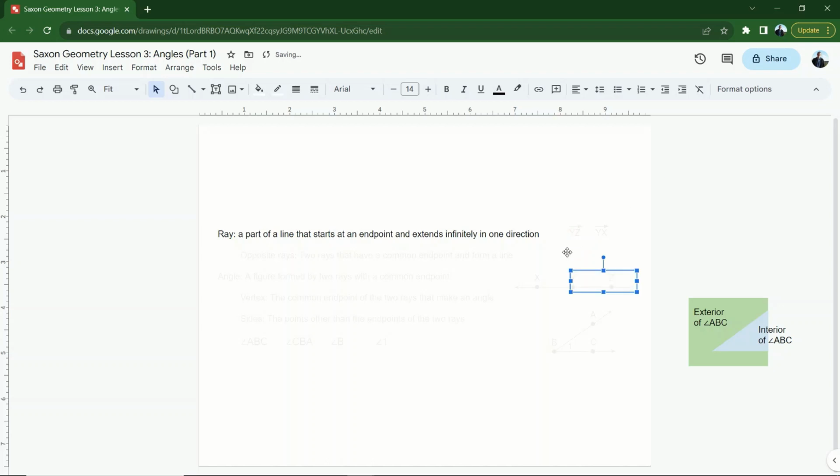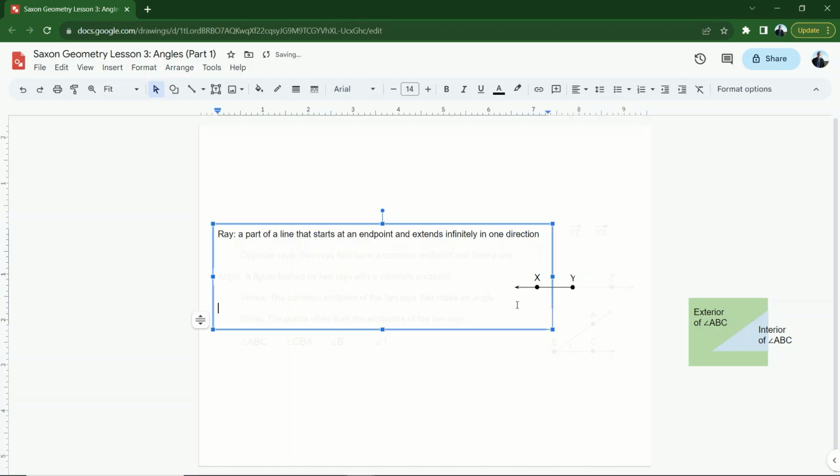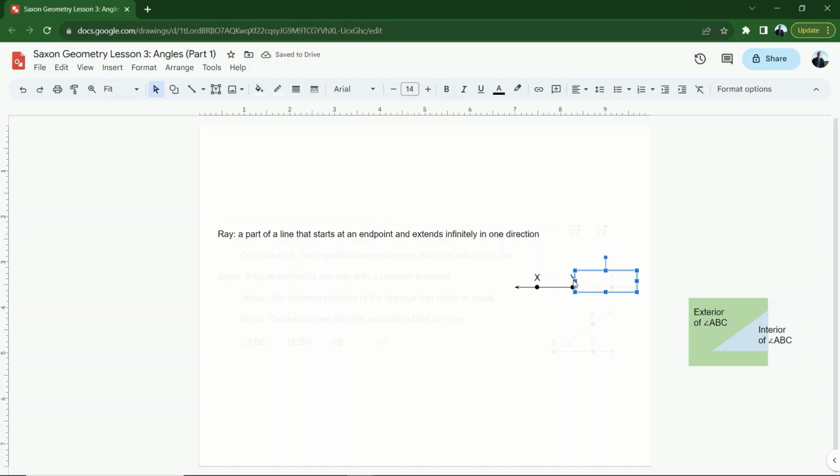Let's put that away for just a second. Let me show you another ray. This would be the ray YX. Notice that I always start naming a ray by naming the endpoint, and then I name whatever point is beyond the endpoint in the direction of the infinite end, the end that extends infinitely in one direction.